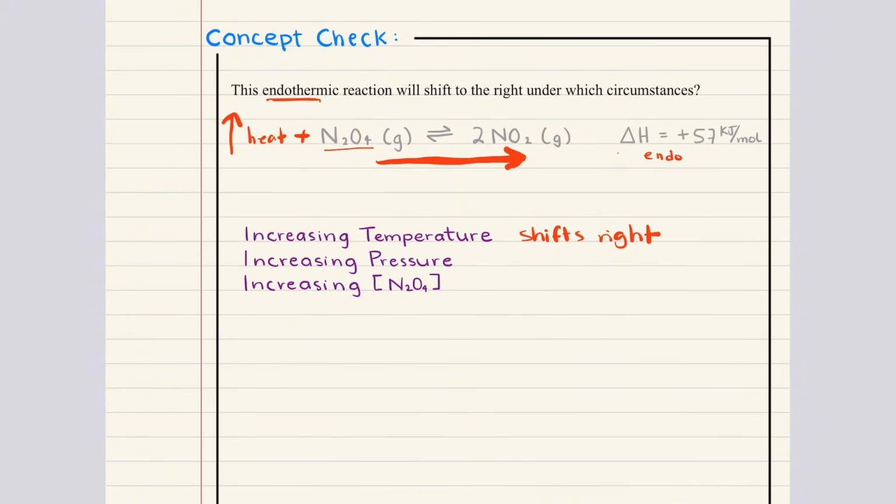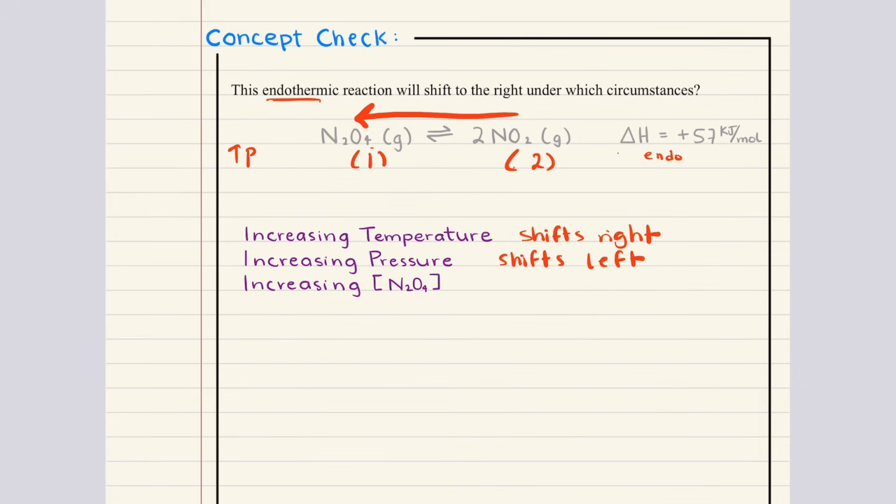Now let's consider pressure. On the left side, we have just 1 mole of gas. On the right side, we have 2 moles of gas. So if we increase the pressure, the system is going to want to relieve that stress by shifting to the side with fewer moles of gas. That would be the left side. So increasing pressure does not favor the right side, it favors the left side.